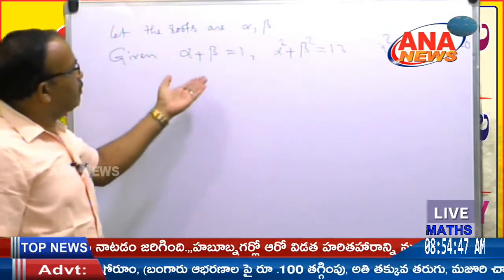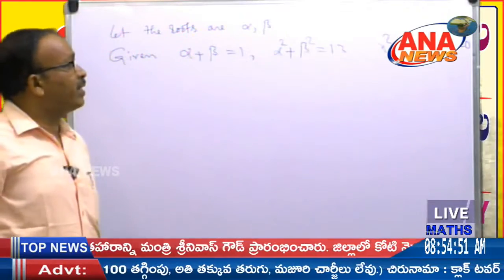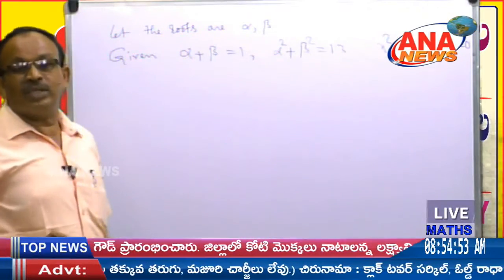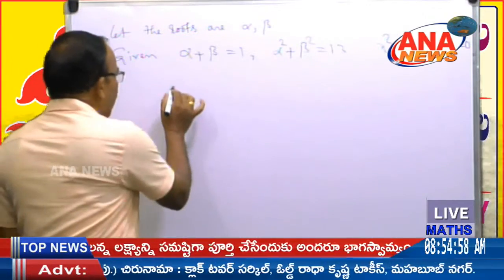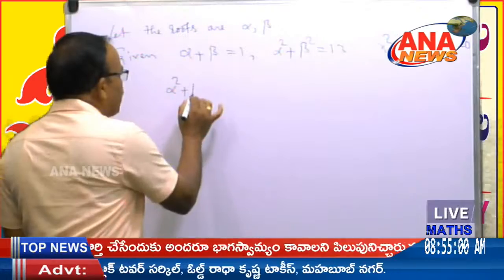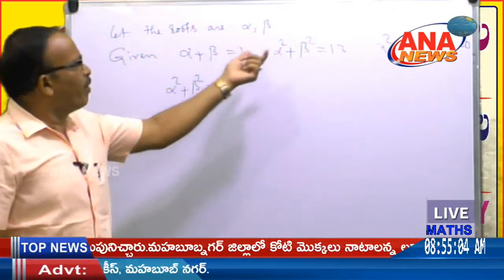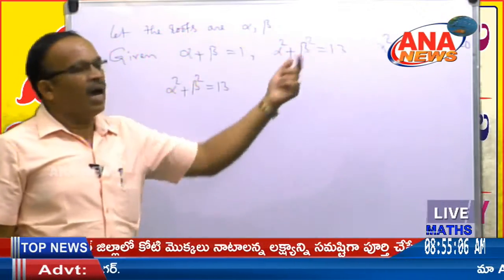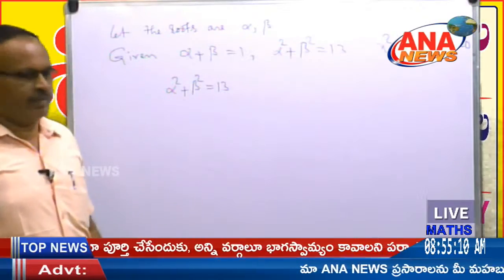Now alpha plus beta we already know is 1. Alpha square plus beta square is equal to 13. So first find the alpha beta value. How to find that? Alpha square plus beta square is equal to 13 is given. By using these two values, find the alpha beta value.